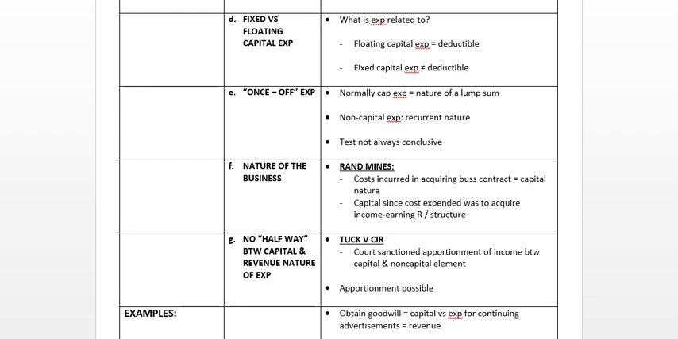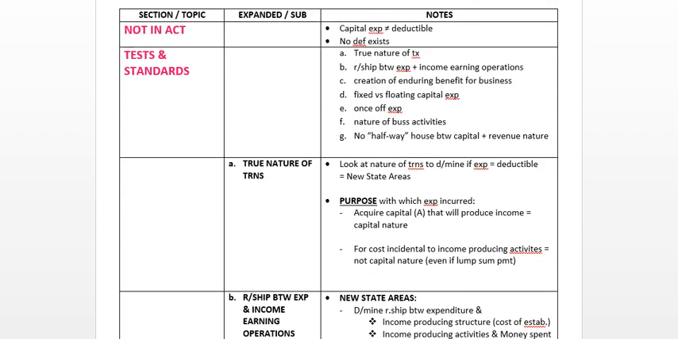You can go through this on your own, but basically just focus on these. What is the true nature of the transaction? What is the relationship between expenditure and income earning operations? Creation of an enduring benefit for the business, fixed versus floating capital expenditure, once-off expenditure, and the nature of business activities.